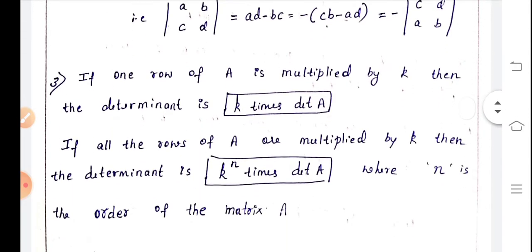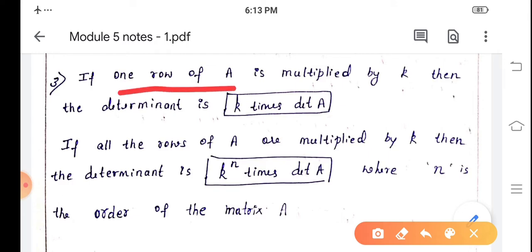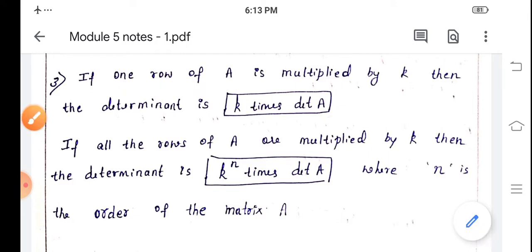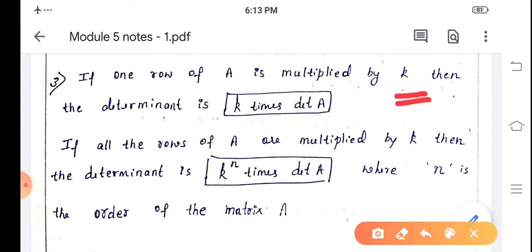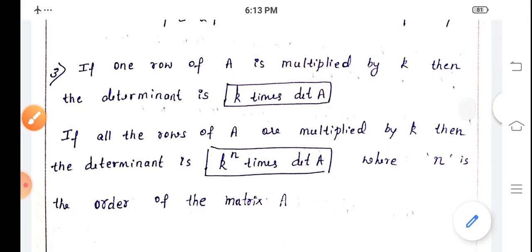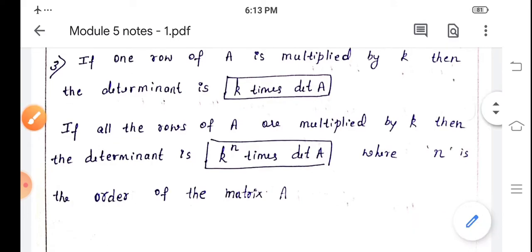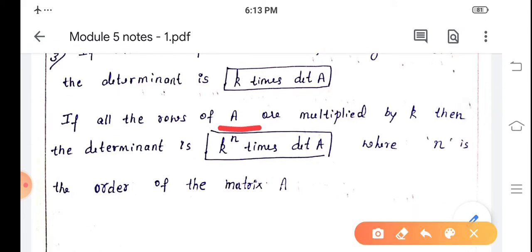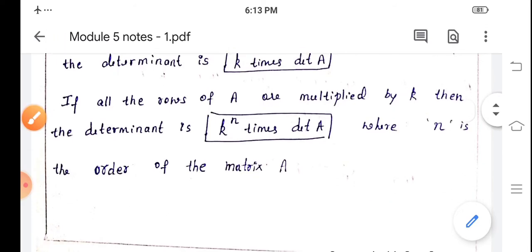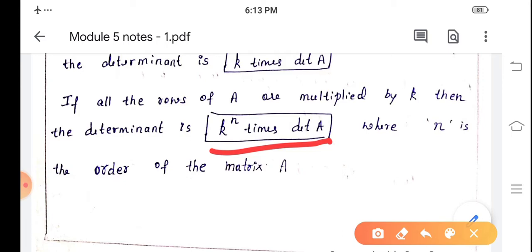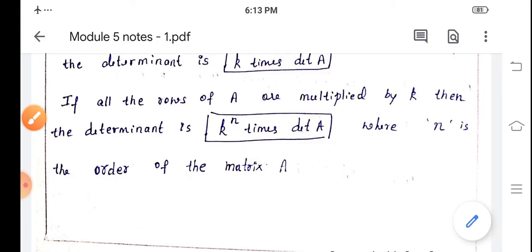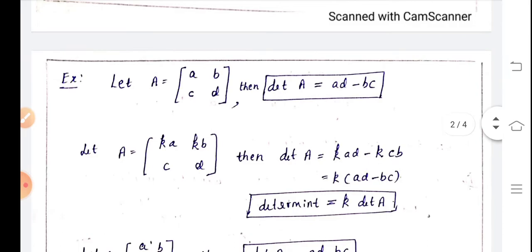Now, third property: if one row of A is multiplied by scalar k, then the determinant is k times determinant of A. And if all the rows of A are multiplied by k, then the determinant is k power n times determinant A, where n is the order of the matrix A.